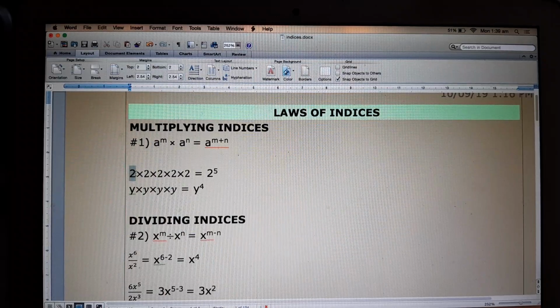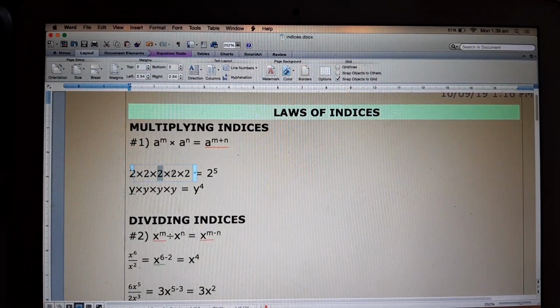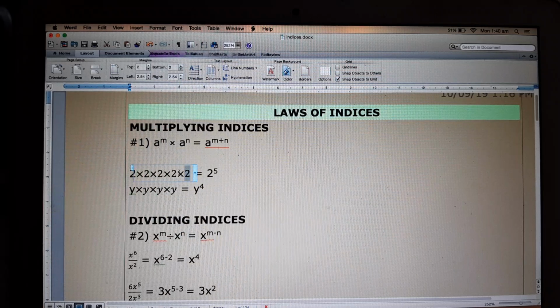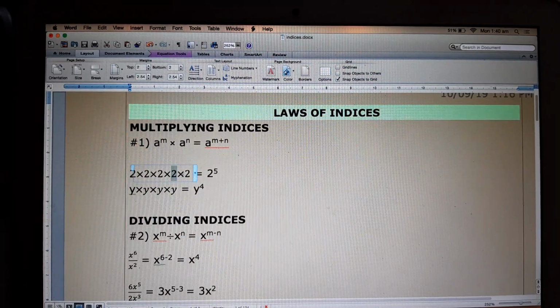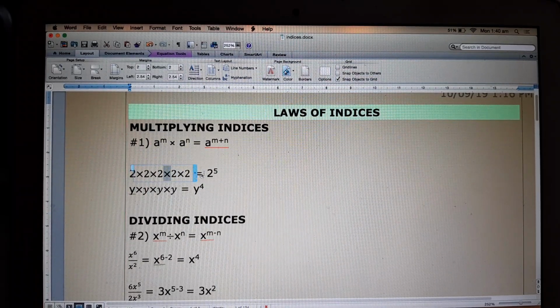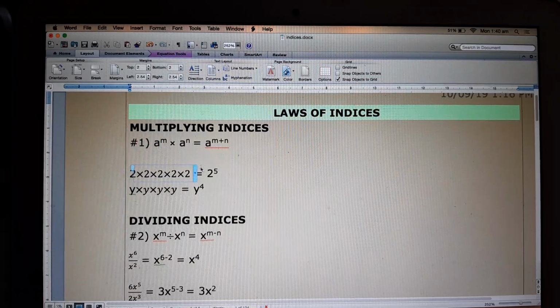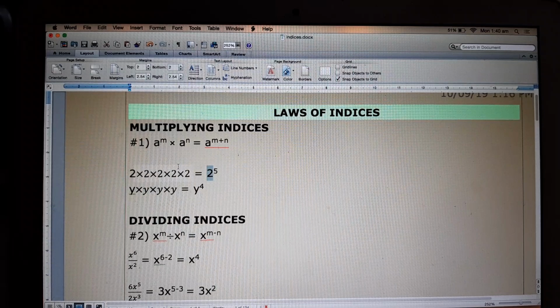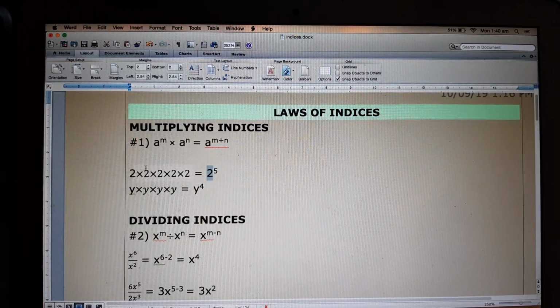Here 2 is the base in all the cases and the power of 2 is 1, 1, 1, 1, 1. So adding all the powers, because we have the same bases and these bases are being multiplied, in this case powers are added. So 2 power 5, 1 plus 1 plus 1 plus 1 plus 1 will be equal to 5.